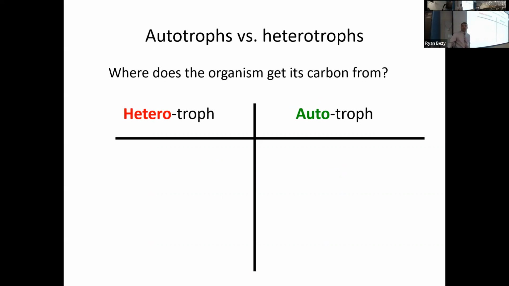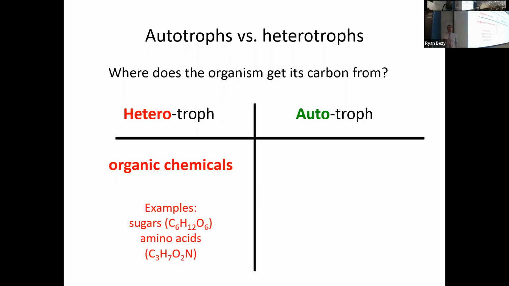The second prefix again describes then where does the organism get its carbon from? Remember, there's two possibilities here. You can be a heterotroph or you can be an autotroph. Heterotrophs, they get their carbon from organic chemicals, carbon-based organic molecules. Some examples of that might be a sugar, like this is glucose here. It could be an amino acid, for instance, but they're going to get their carbon from, in essence, pre-made organic chemicals.